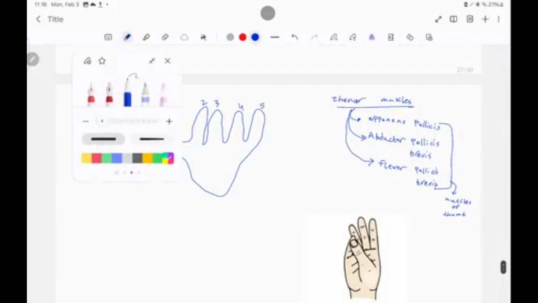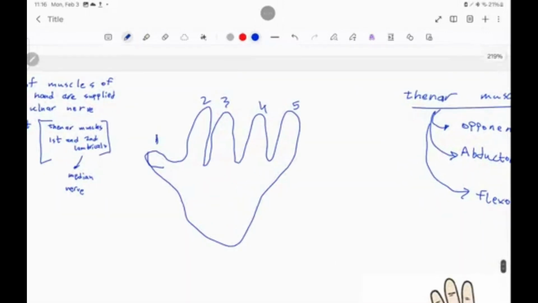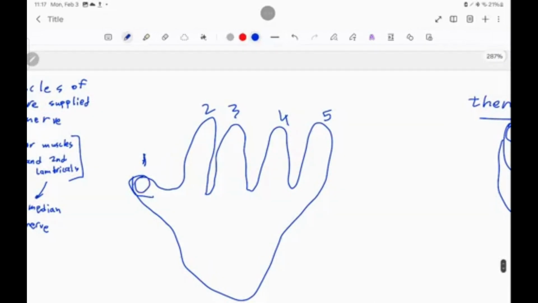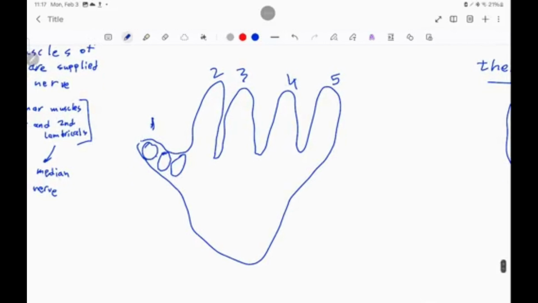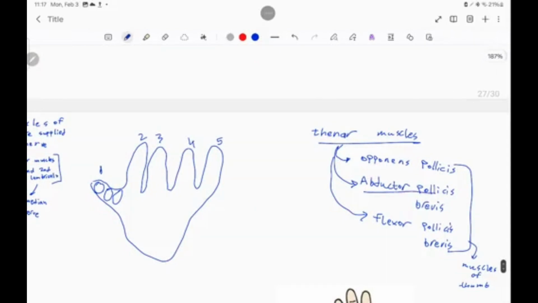Let's draw the intrinsic muscles of the thumb. And I'll draw them with blue, as I said. Blue means median. Okay. Here is opponens pollicis. Let me just make it clear. Opponens pollicis, abductor pollicis, flexor pollicis. All of these are supplied by what? By the median nerve. Okay. But this one is called abductor pollicis brevis. Okay.